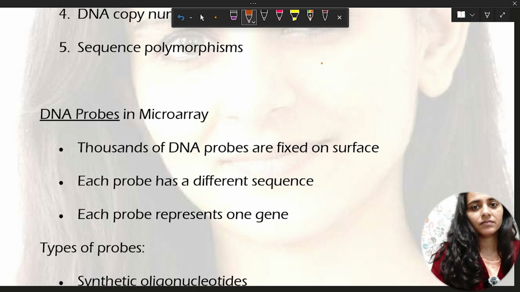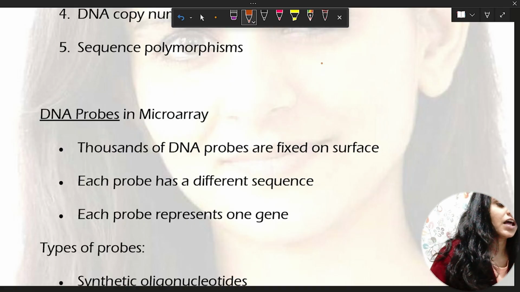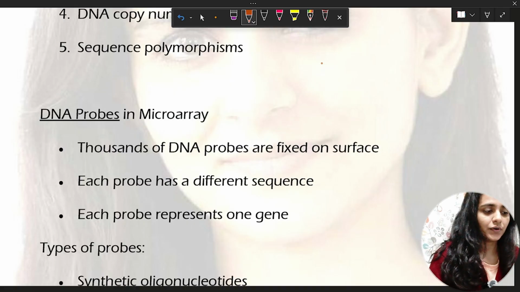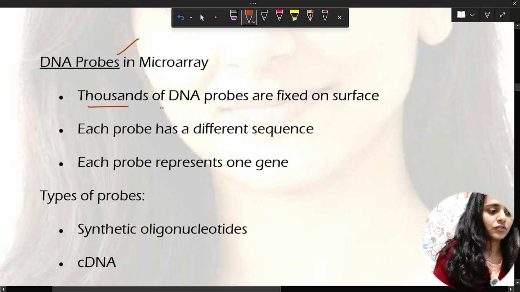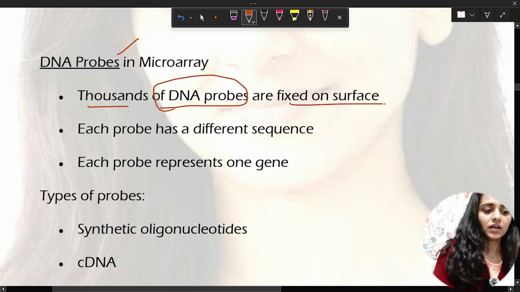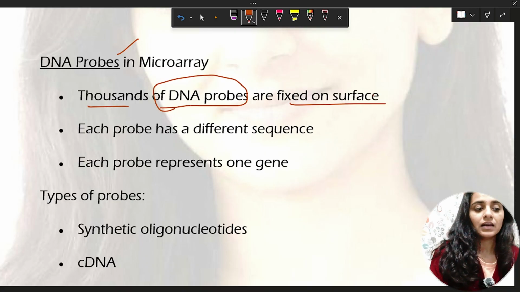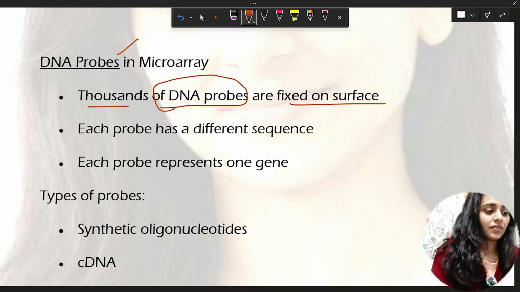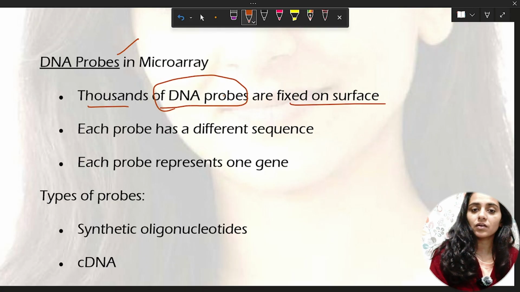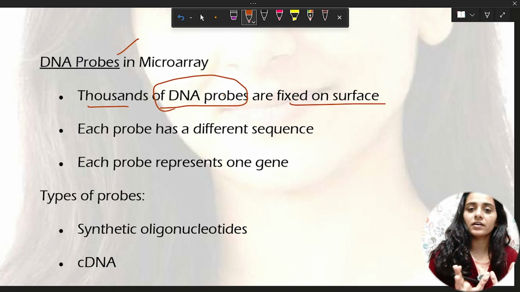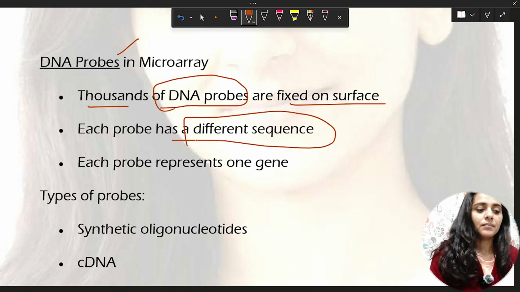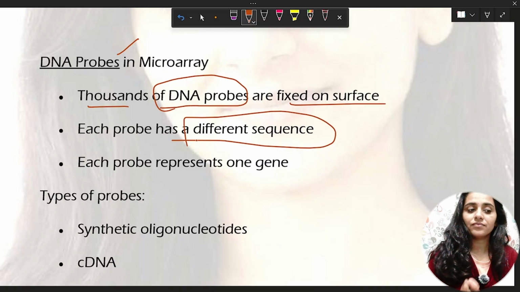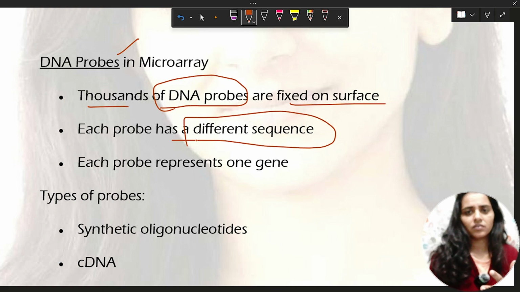In this class, we will learn about the DNA probe which is used in microarrays. What is a DNA probe? Thousands of DNA probes are fixed on the solid surface, as we learned in the last class. Those probes are known DNA sequences which are fixed on the solid surface. Each probe has a different sequence, meaning each probe is a different sequence. That's why we are using thousands of different sequences.